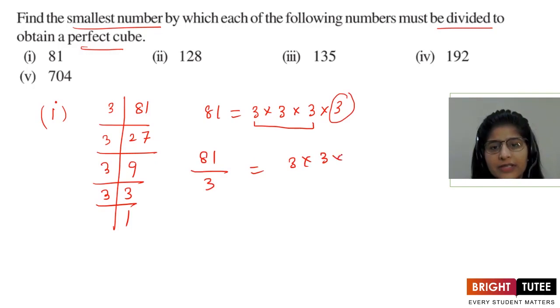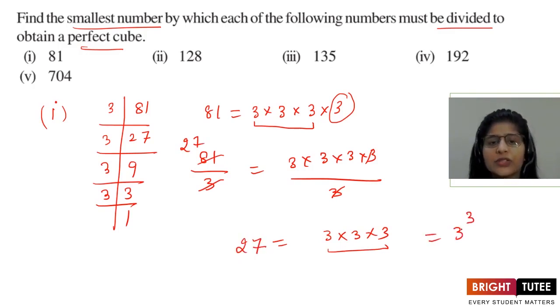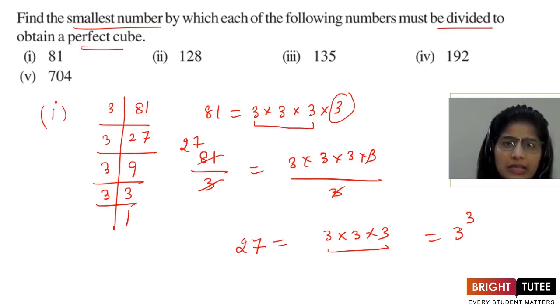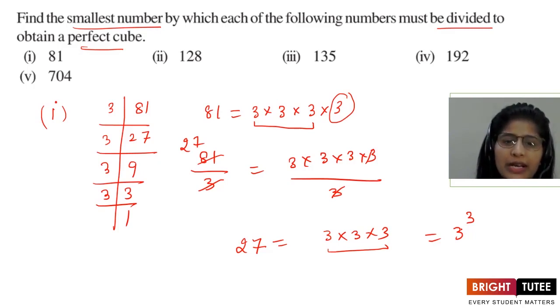Here we have 3 times 3 times 3 times 3. Divide it by 3. You will just be left with one triplet, that is 3 cross 3 cross 3. This one you will be left with. Let us divide it. We get 27. So here what we are getting? 27. And it's a cube of 3. So to make 81 a perfect cube, we should divide 81 with 3. The answer to the first question is 3. The smallest number by which 81 must be divided to obtain a perfect cube is 3. Clear? Let's move to the next part, that is 128.